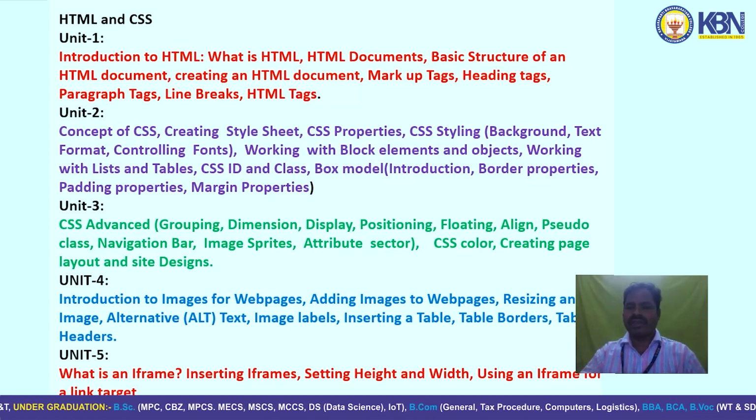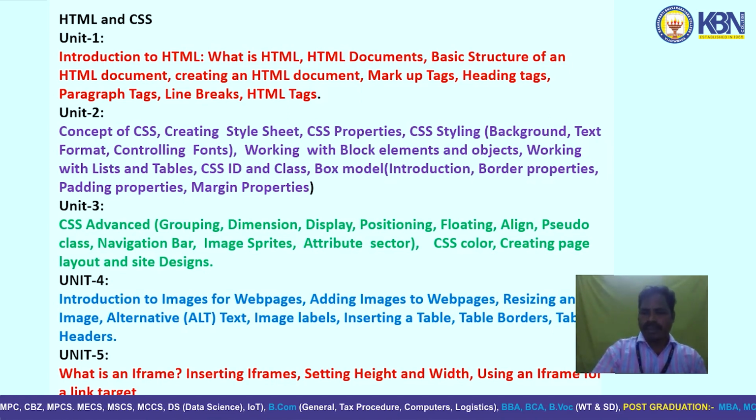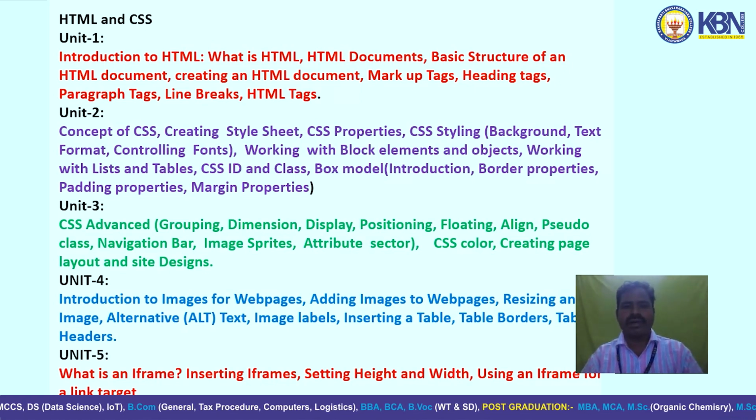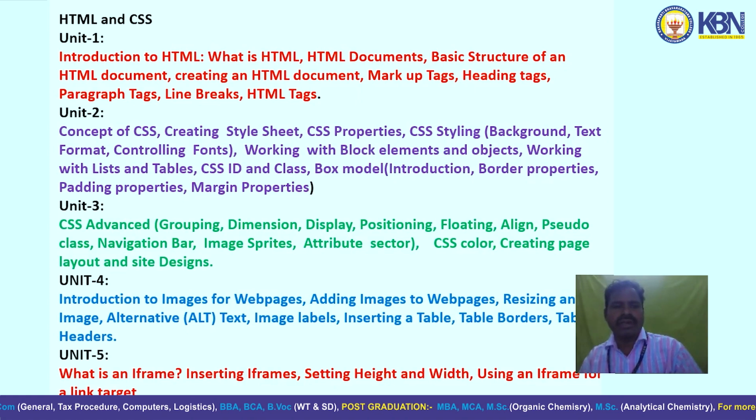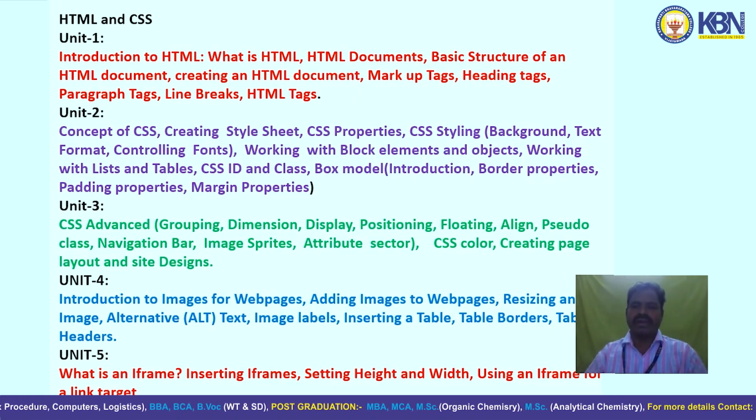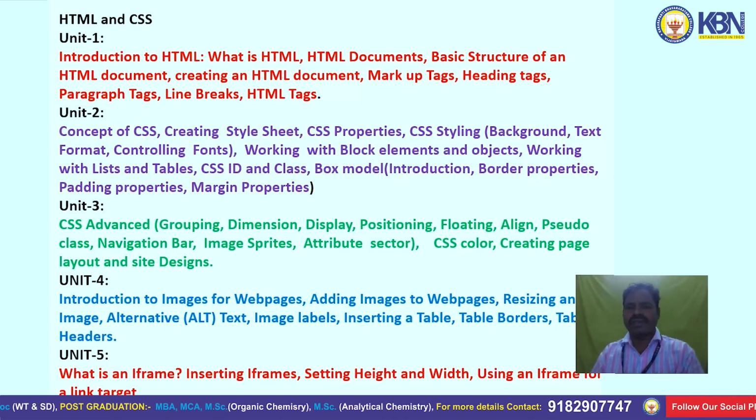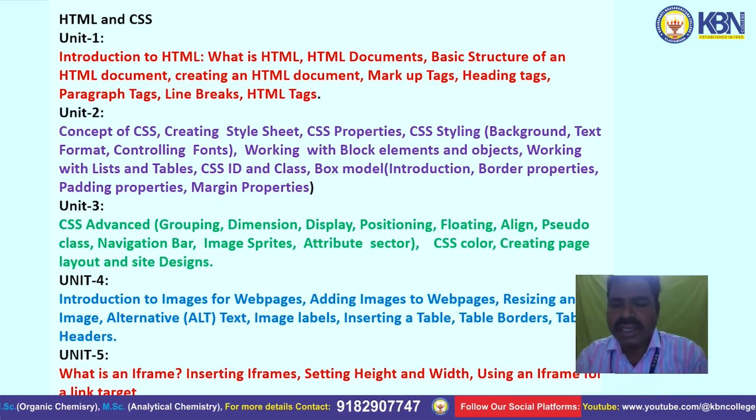We can create the whole style sheet using background tags, text formatting control, working with block elements, objects, working with lists, tables, CSS IDs, classes, and box models. What is the meaning of box models? Introducing the border properties, padding properties, and margin properties. This is the second concept, CSS.